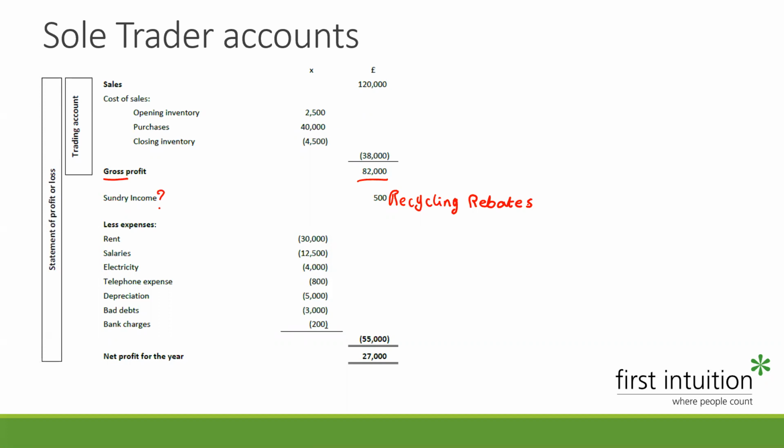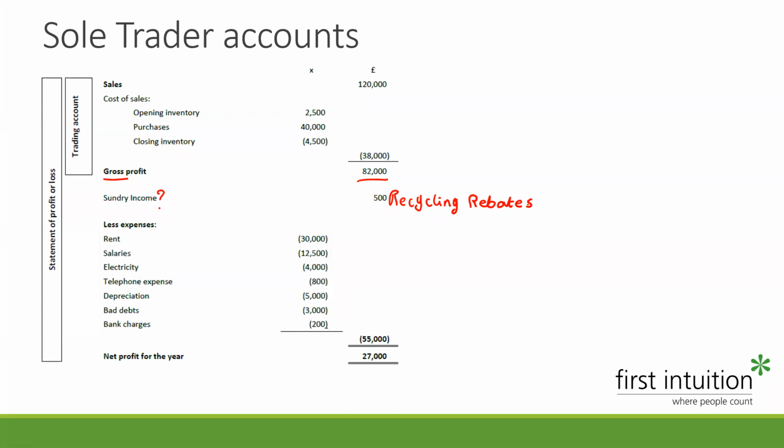Now, when you're doing this in your exam, you probably won't be given the term sundry income. You'll be told it's something specific. So it's just something to be aware of, something to keep an eye out for, because very likely one will come up. I can never say always, but they love rebates. So do keep that in mind.